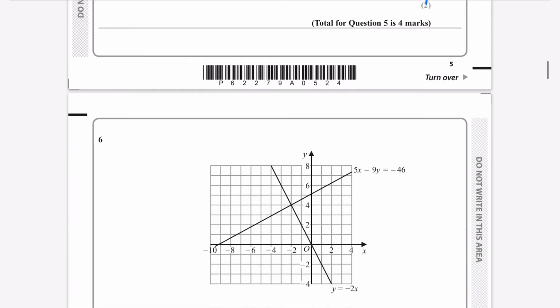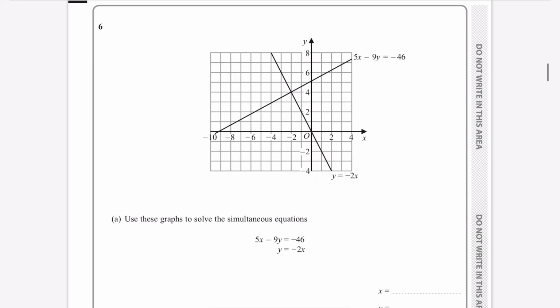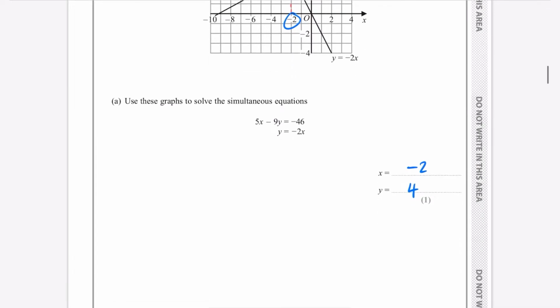Okay, question 6, really quick one here. It just says, use these graphs to solve the simultaneous equations. Well, we know that the solution to the simultaneous equations is where they cross over. So the x coordinate is -2 that you can see here, and the y coordinate is 4. So the solution is -2 and 4.